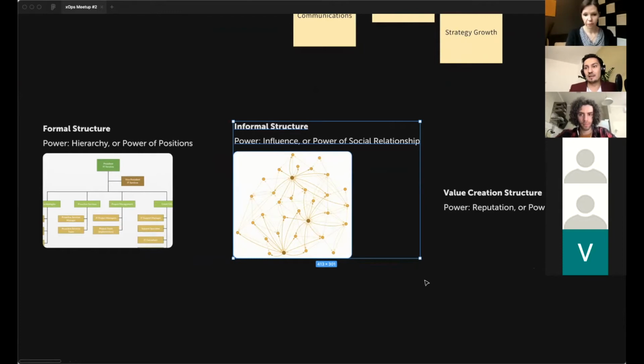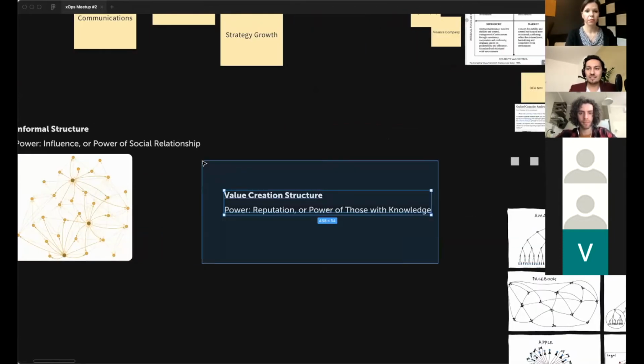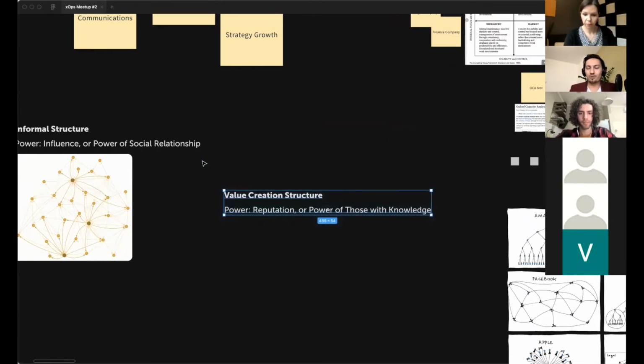It's also about the organizational culture as well. And the last one is becoming more and more popular. I hear it more and more. It's value creation structure, when the power is on reputation or power of those with knowledge. So it's not about the managing.